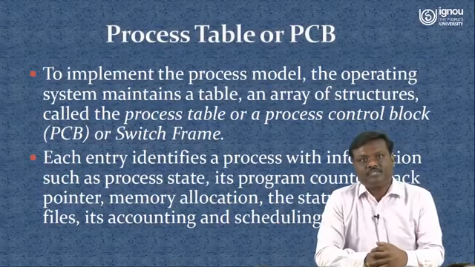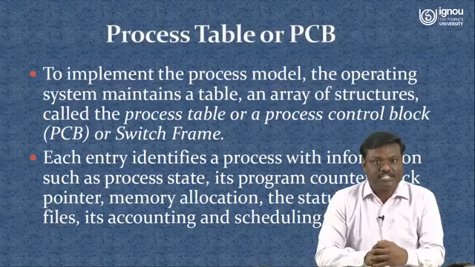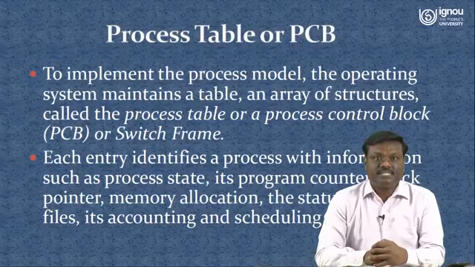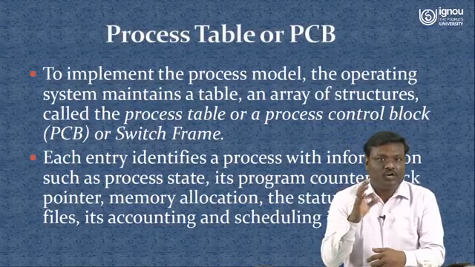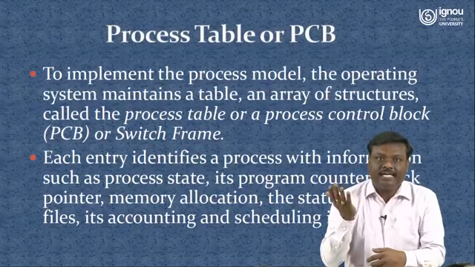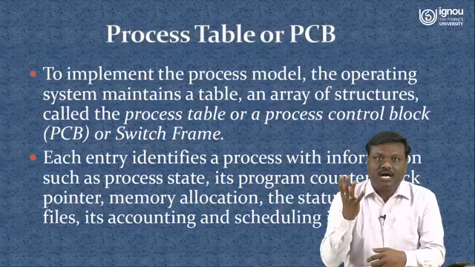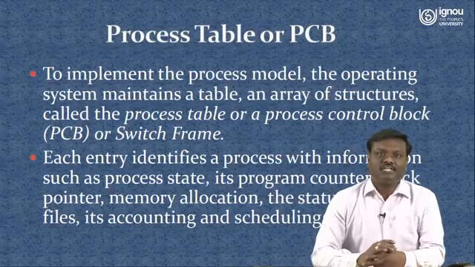What is the job of a process control block? Each entry identifies a process with information such as process state, its program counter, the number of files it has opened, the memory allocations it has, the status, and the process ID. All these things are stored in the form of a data structure, and that data structure is called the process table or process control block. Why is this process control block required?